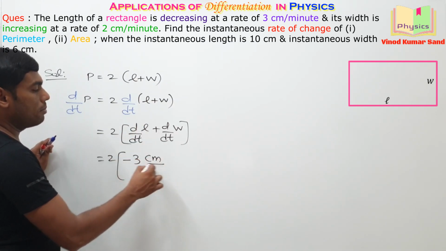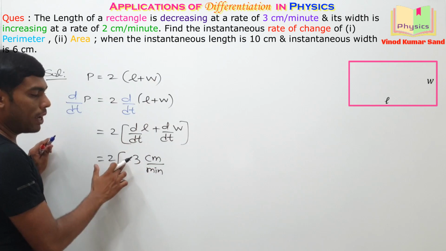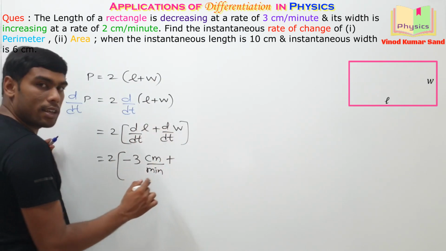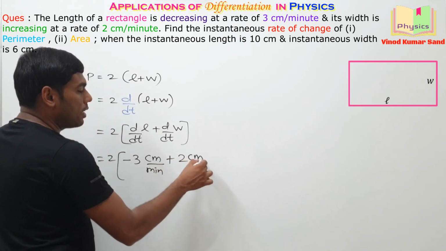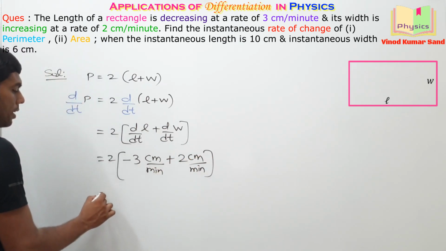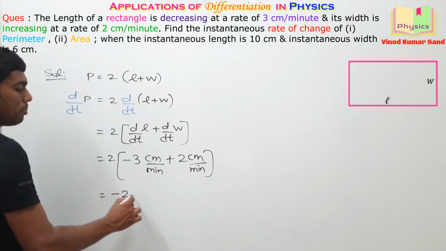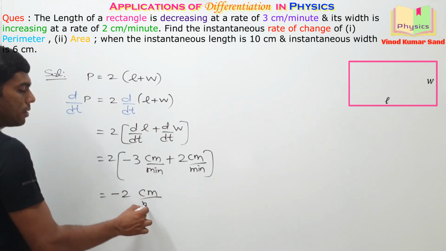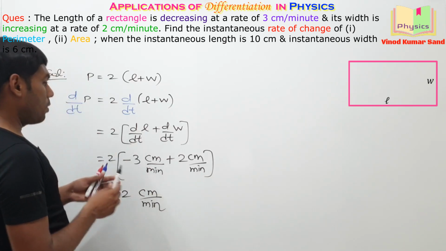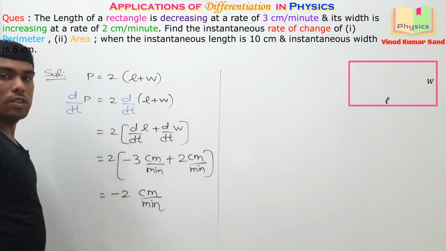Minus 3 centimeter per minute. Why negative? Because the length is decreasing and width is increasing at what rate? 2 centimeter per minute. This calculation is pretty simple. Your answer will come out to be minus 2 centimeter per minute. Done. I'm solving the second part of the question.